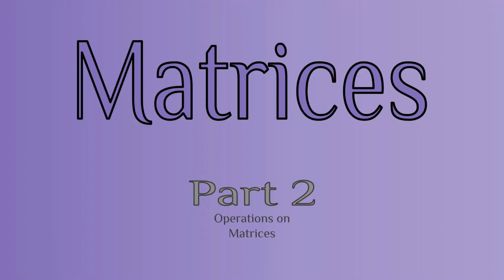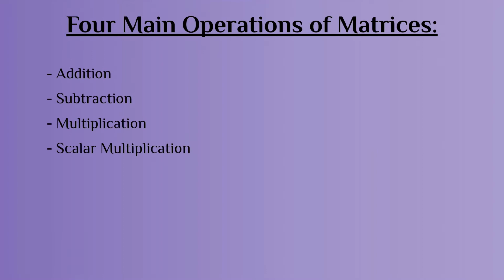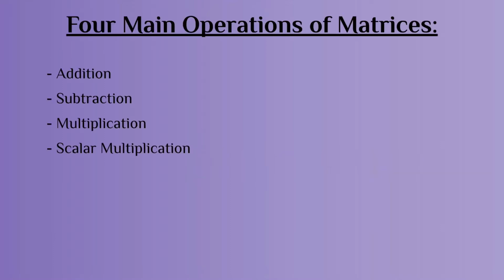Matrices Part 2, operations on matrices. There are four main operations you can do on matrices: addition, subtraction, multiplication, and can you guess the fourth one? I bet you can't. Scalar multiplication. Haha, bet I tricked you. You were expecting division, eh? Not anymore. Okay, but enough of teasing you for not knowing what you are not expected to know.